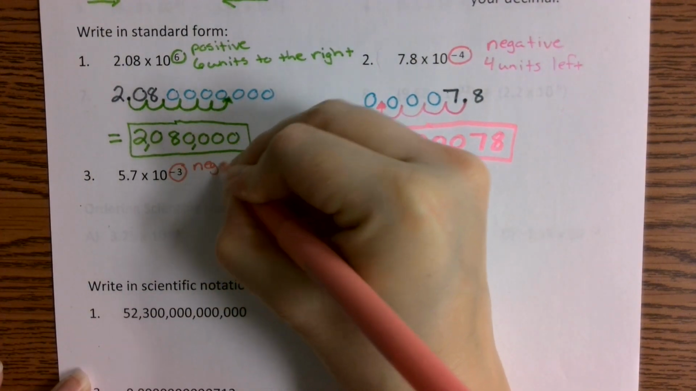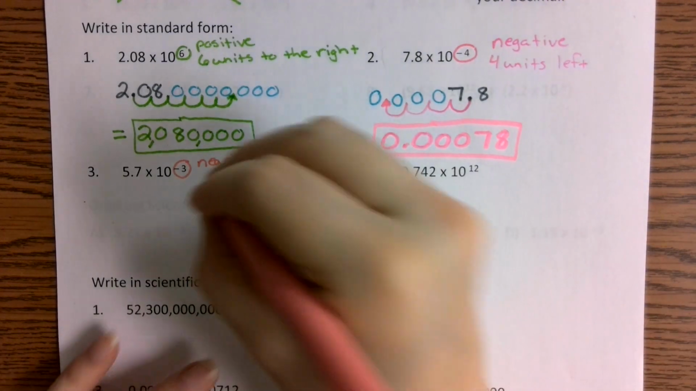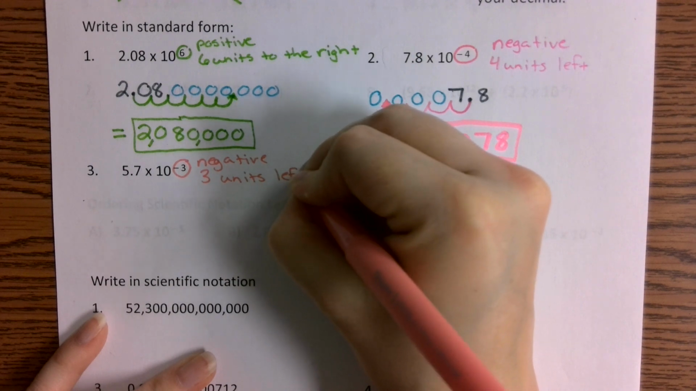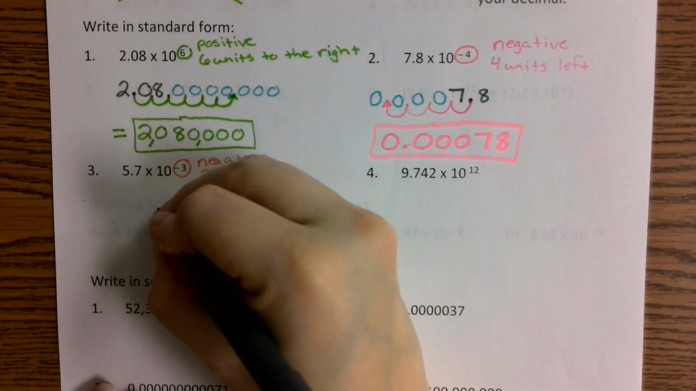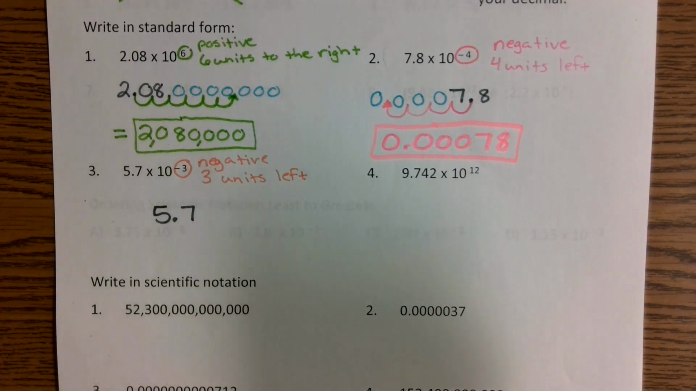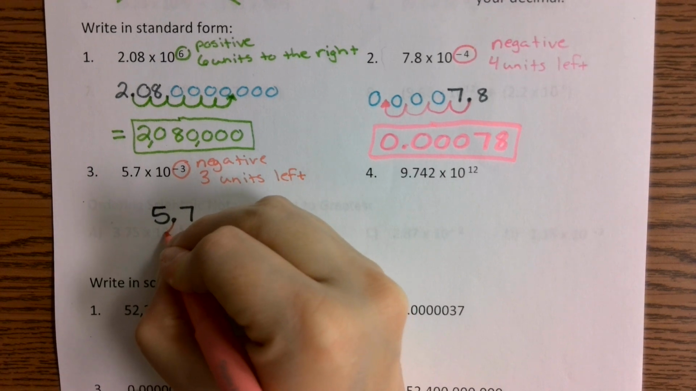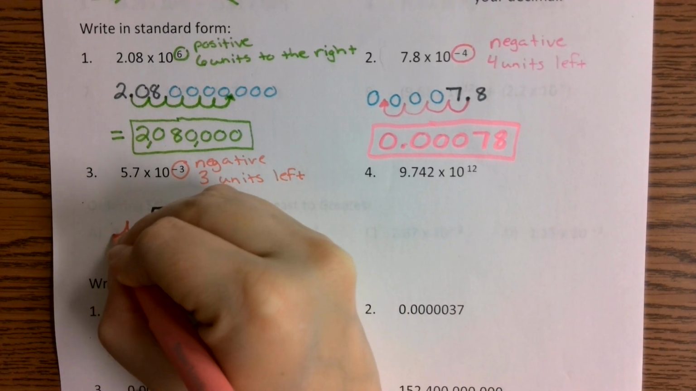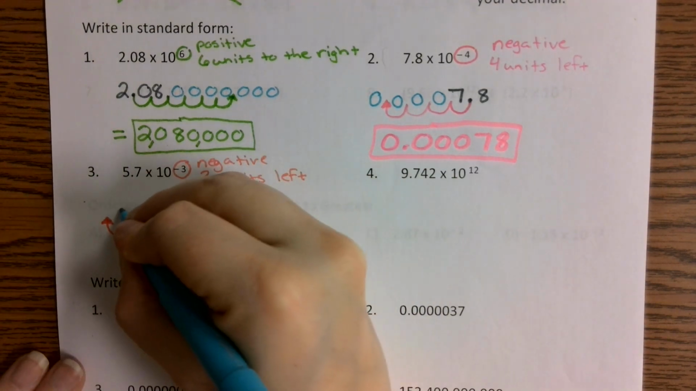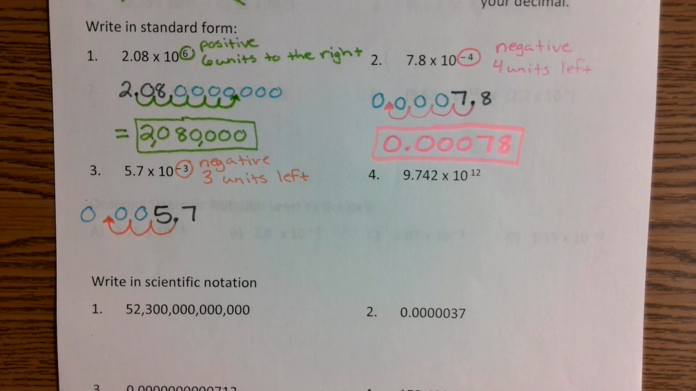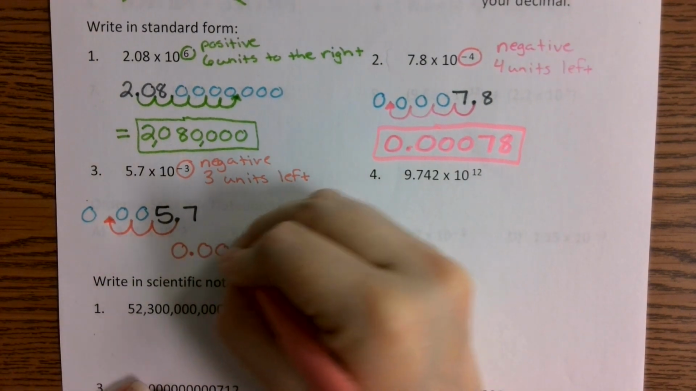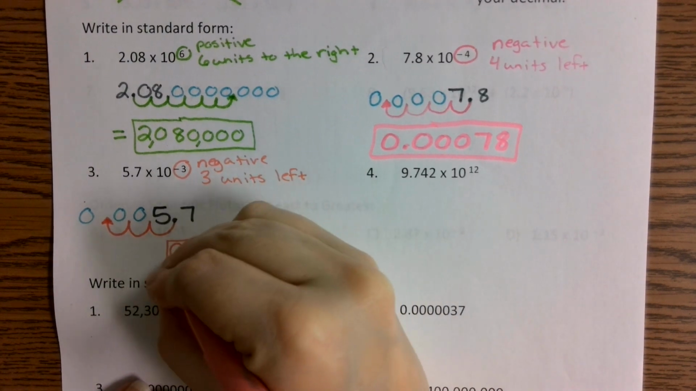Since that is a negative exponent, that means that we are going to translate it 3 units to the left. So when we're starting with our scientific value of 5.7, we're moving 3 units backwards. So we're going to go 1, 2, 3, place our new decimal there. We're going to add in our zeros as placeholders. You can do 1 in the front as well. It's perfectly fine. So your value should be 0.0057.